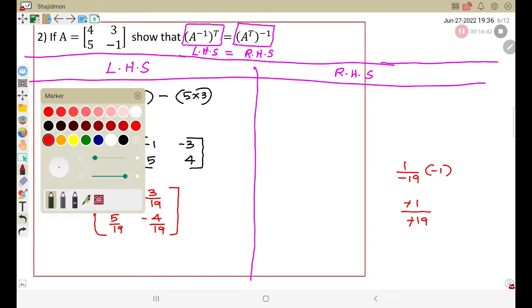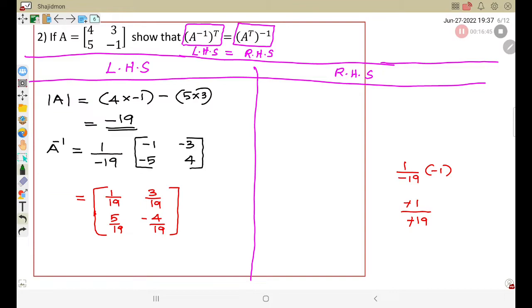Now what do we need to do? The transpose of the A inverse matrix we need to calculate, correct? A inverse all transpose, this is the left hand side. You know how to calculate the transpose? Write rows column-wise. First row, write as first column. So 1 over 19 and 3 over 19, this will be the first column. Second row, that means 5 over 19 and minus 4 over 19, write it as the second column. So this is the transpose of the A inverse matrix. So we got the left hand side now.